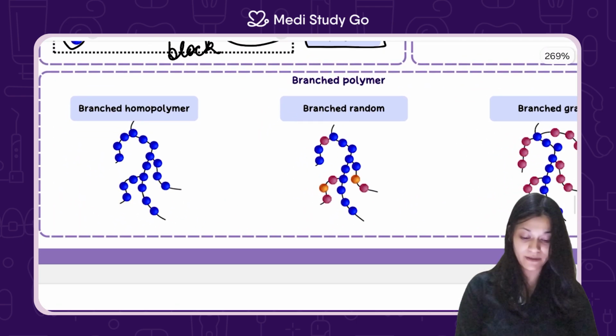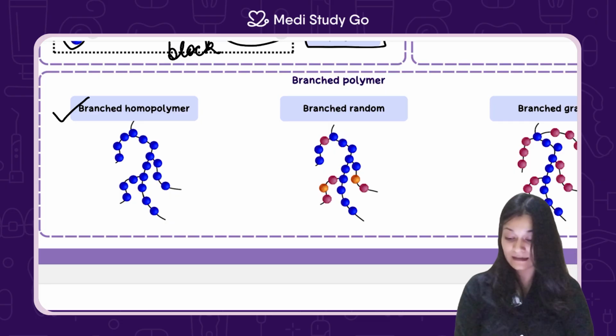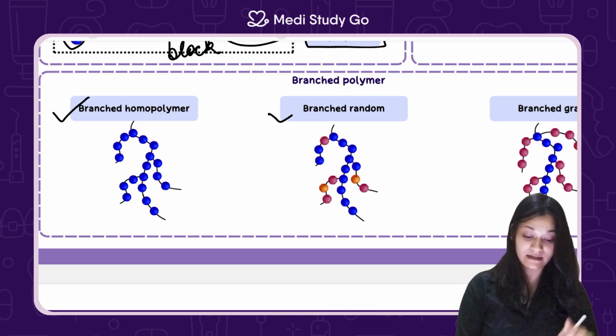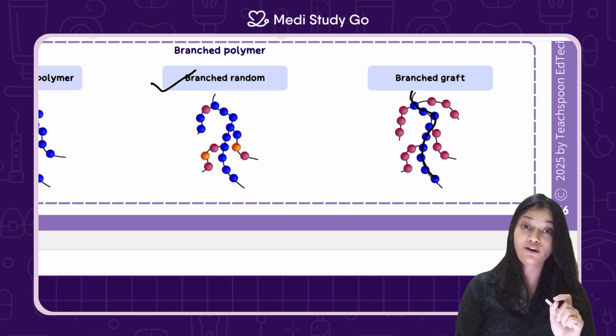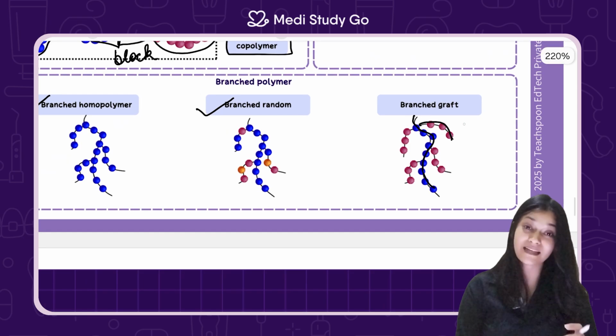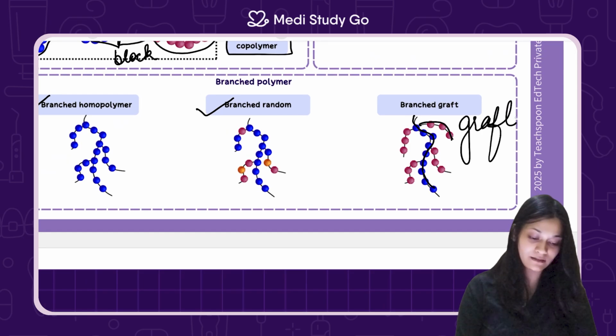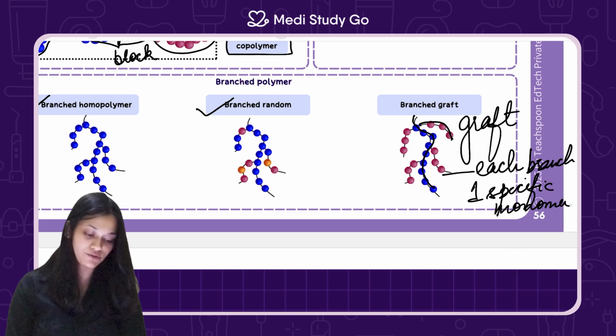Now talking about the branched. As we have discussed linear, when they take the branched form, it can again be a homopolymer when everything is the same, random when it is randomly arranged, and branched graft. So one entire branch is made up of monomers of the same unit, and another branch is made up of another same monomer making the polymer. This is nothing but a graft-like fashion in which each branch will be made up of one specific monomer. I hope this was easy for you to understand.